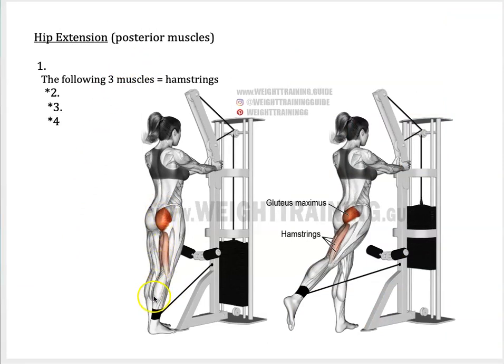These are posterior muscles. So I like this little diagram because it's showing you this person at the gym doing hip extension. Backward, the hip joint is going the opposite direction as hip flexion. So we are going to be using these posterior muscles. The first muscle is the gluteus maximus and our hamstrings. We have 3 hamstring muscles. So let's look at these muscles.